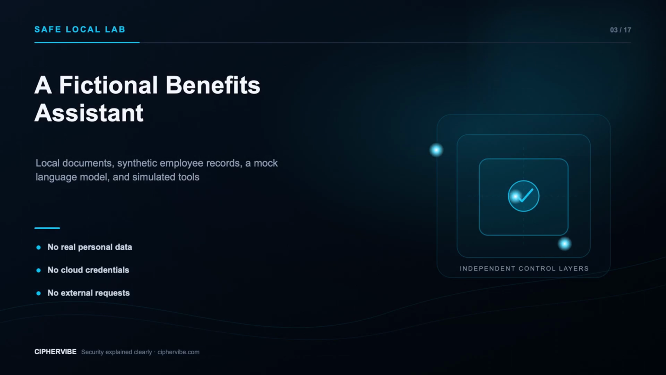Our lab is a fictional employee benefits assistant. It answers questions from approved policy documents and can draft a support ticket. Every name and record is synthetic. The model response, retrieval layer, ticket tool, and outbound requests are simulated locally. Nothing touches a real employer, identity provider, model API, or help desk system.